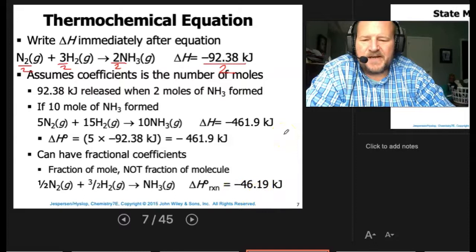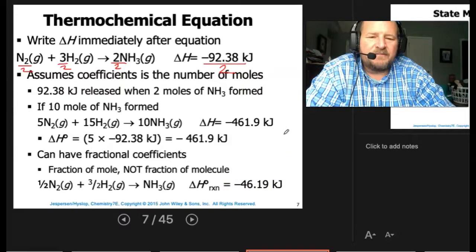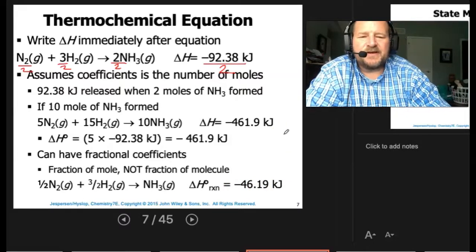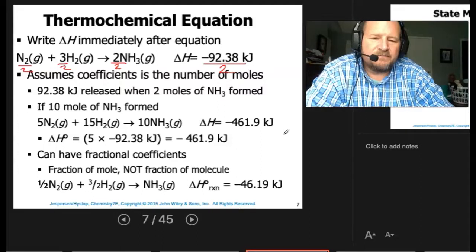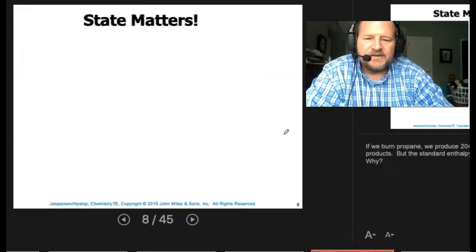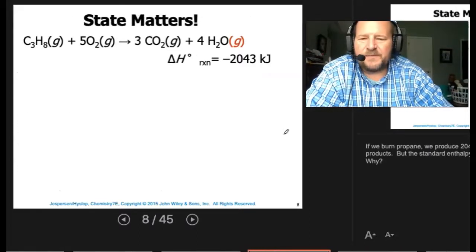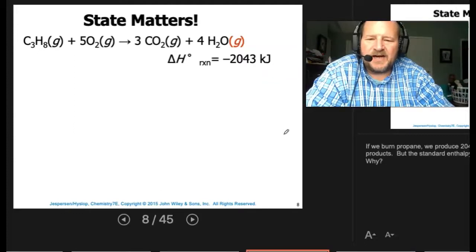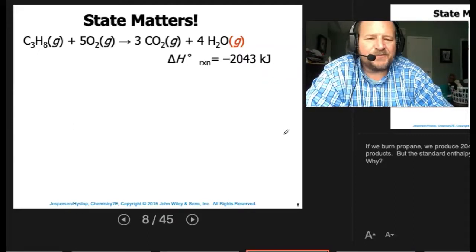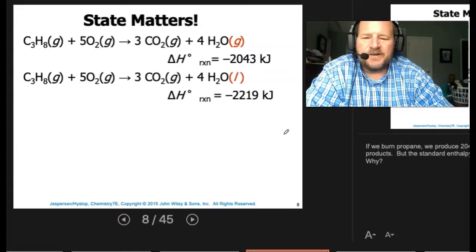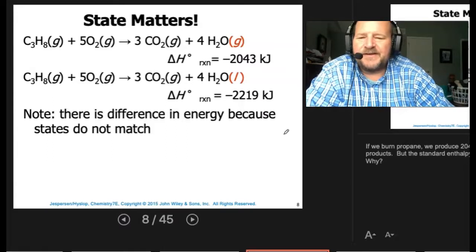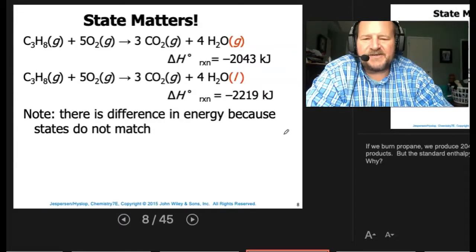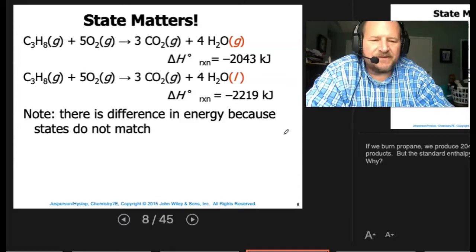Now again, you really have to be paying attention to the states here. When you're looking up those values, it can be a little bit confusing to make sure that you're in the right state. So state is going to matter. So here's propane gas reacting with oxygen to give CO2 and gaseous water. And here it is with liquid water. Now, note there is a difference in energy because the states do not match. Okay, that's the big difference in it.